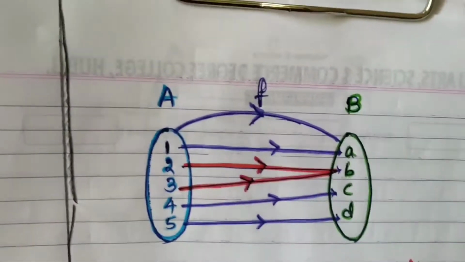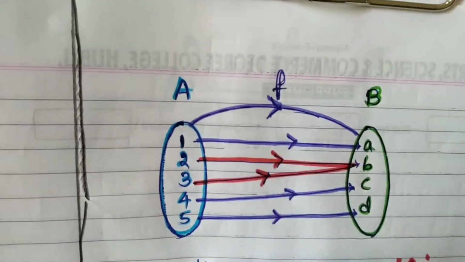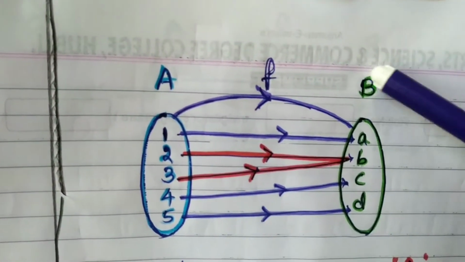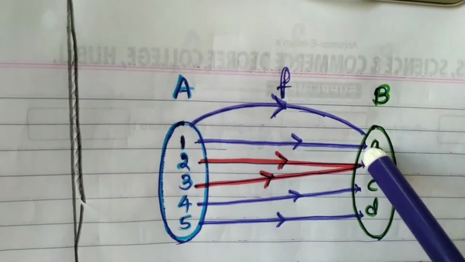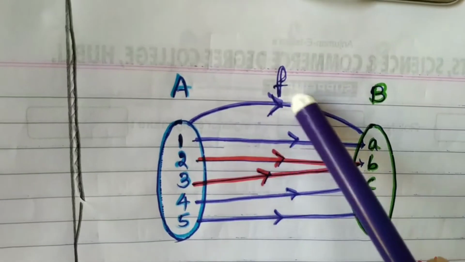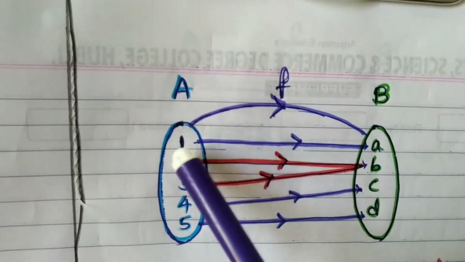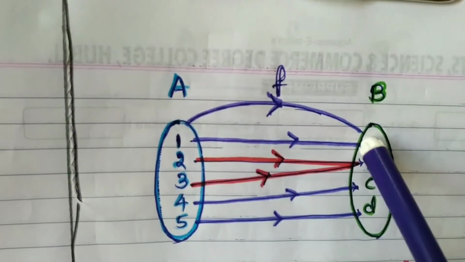It is the diagrammatic representation. A is the set containing the elements 1, 2, 3, 4, 5. B is the set containing the elements a, b, c, d. Now f from A to B is indicated by this arrow mark. What you have defined, f(1) is a.